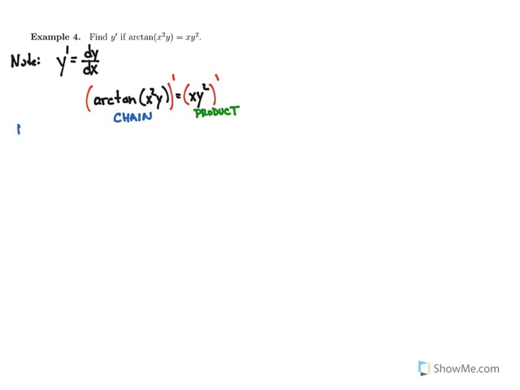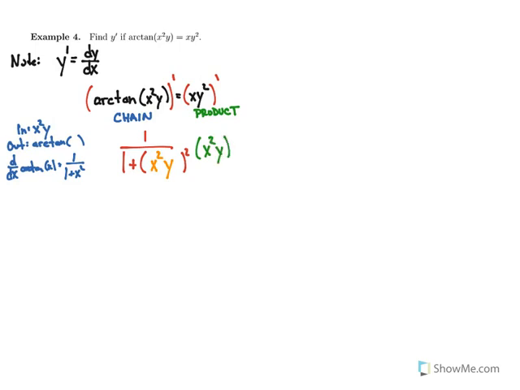For the chain rule, we have that the inside function is x squared y, and the outside function is arctangent of something. And remember that the derivative of arctangent is 1 over 1 plus x squared. So seeing that in action, that's going to be 1 over 1 plus something squared. That's the derivative of the outside. Leave the inside alone, x squared y. And then we are going to multiply by the derivative of the inside function, (x squared y) prime. And this is going to equal, using the product rule, (x y squared) prime.